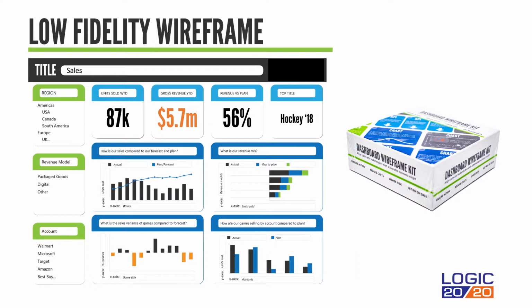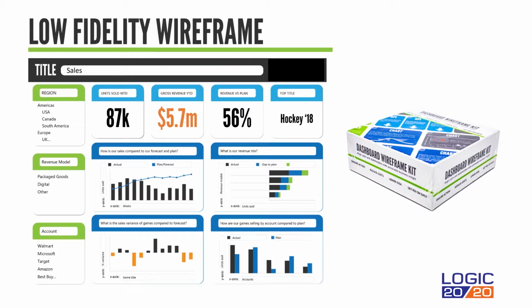As we get into the 4 charts here, how is our sales compared to our forecast and plan? What is our revenue mix? And this is more related to the revenue models. We want to compare how our packaged goods, box goods are doing compared to the digital goods. What is the sales variance of games compared to forecast? So this is like a plus or minus, a nice way of visualizing that.